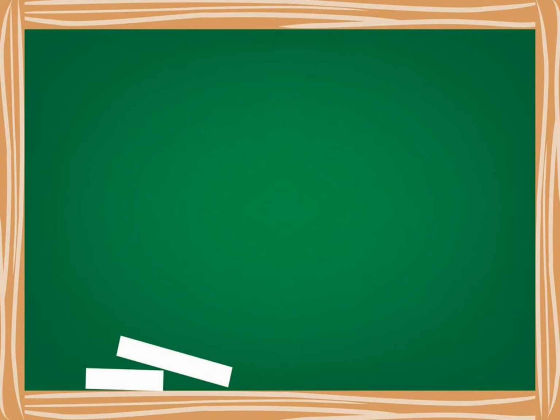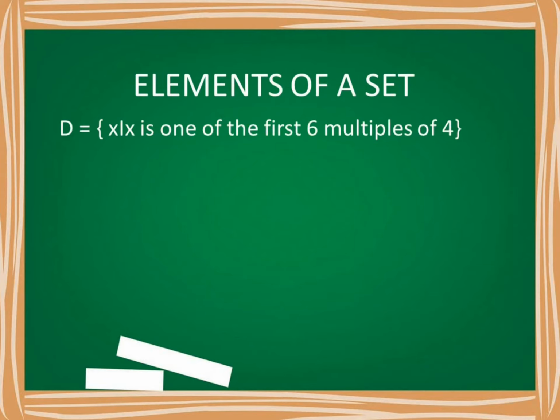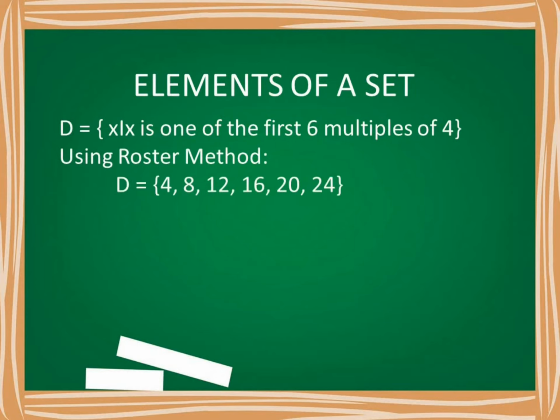This time, let us discuss the elements of a set. Let D be a set of all x such that x is one of the first 6 multiples of 4. When we say multiples, we skip count by 4. And the first 6 multiples of 4, if we are going to use the roster method, are set D with elements 4, 8, 12, 16, 20, and 24. These are the first 6 multiples of 4.